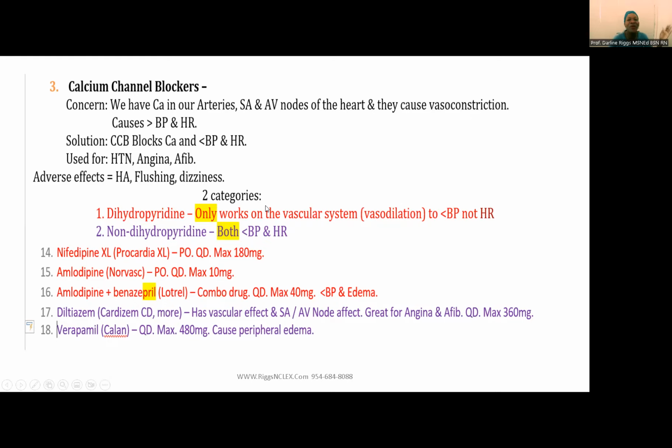Unfortunately, you see the whole category and subcategory thing. It's just the way it is. Okay, so your calcium channel blockers have two subcategories, okay? One category is what we call the dihydropyridines. Here is the absolute: they only work on the vascular system. So they're only going to lower the blood pressure, but not the heart rate.